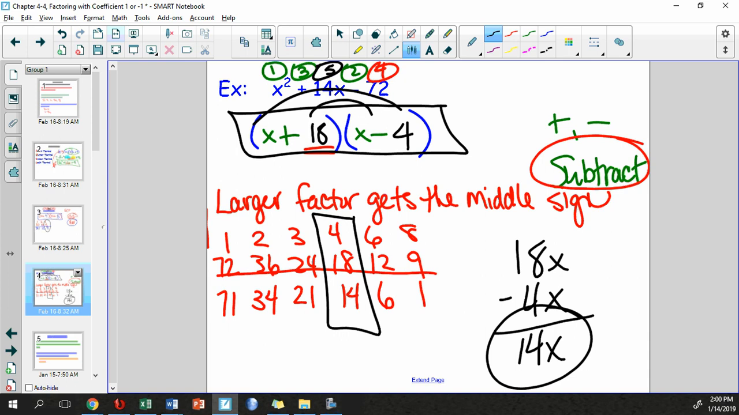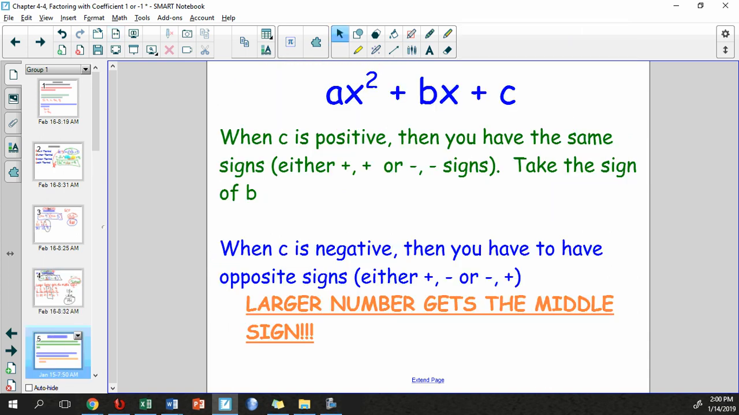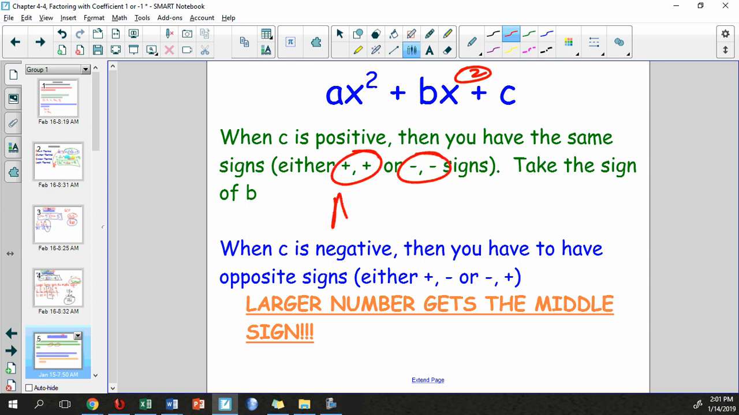Does that make sense? Okay, the next slide is basically what I talked about verbally to you just now, written to you. Okay? So if I give you ax squared plus bx plus c, when c is positive, this is the second step we're talking about. When c is positive, that means you have to have plus plus or minus minus, which means you are going to add. Super important. Same signs, add. Same signs, add.